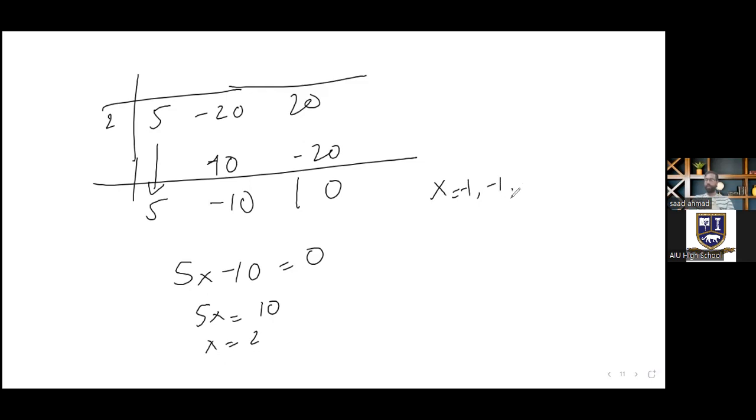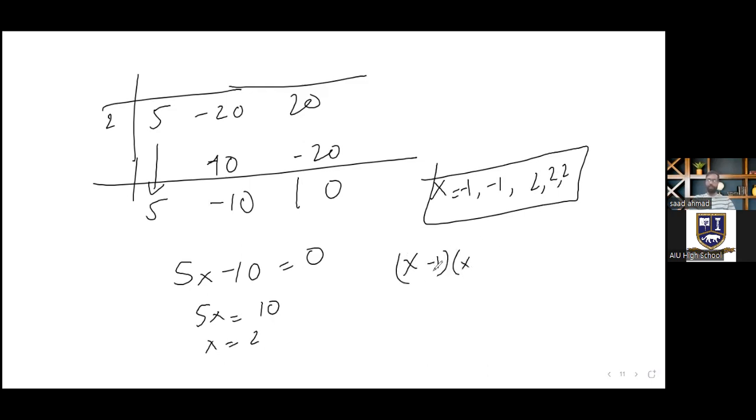The roots are minus 1, 1, 2, 2, and 2. These are the 5 roots of that polynomial. So if we want to rewrite it, x equals 1 is a root, x equals minus 1 is a root. So x minus 1 equals 0.